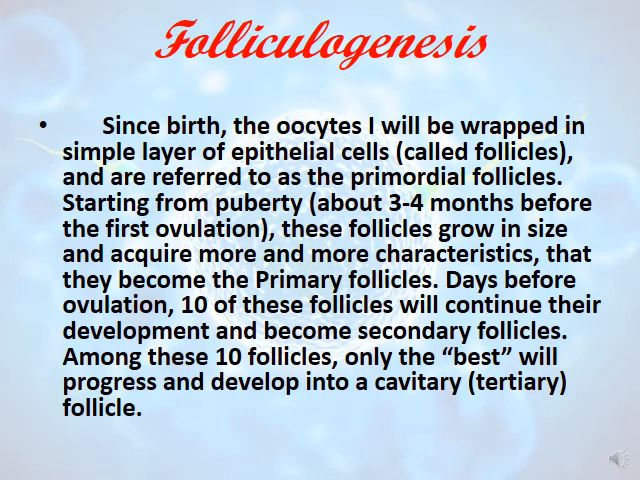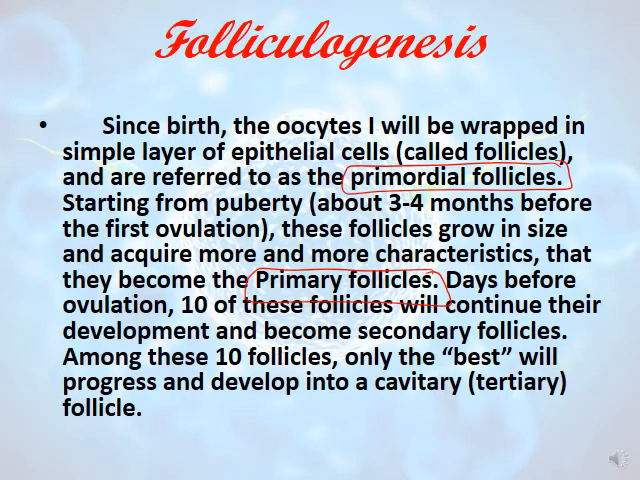In folliculogenesis, you have to know that since birth, oocytes 1 are wrapped in a simple layer of cells called follicles. We call them primordial follicles. About 3-4 months before the first ovulation, when we start puberty, these follicles grow in size, acquire more and more characteristics, and develop to give the primary follicles. So they develop from the primordial to the primary.